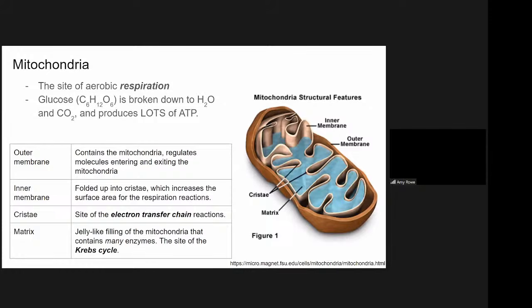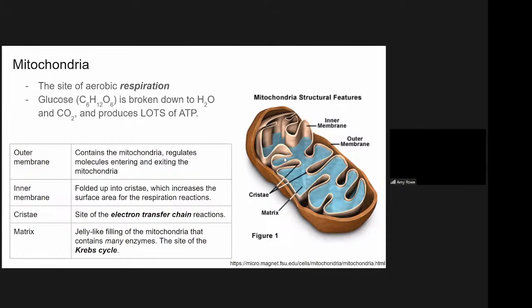All right. The mitochondria is the site of aerobic respiration. This is where glucose is broken down to water and carbon dioxide, and produces lots and lots of ATP. So we're talking about aerobic respiration here. You quite often will get a question asking you to identify and name the different parts of the mitochondria. So on the outside, we have our outer membrane.